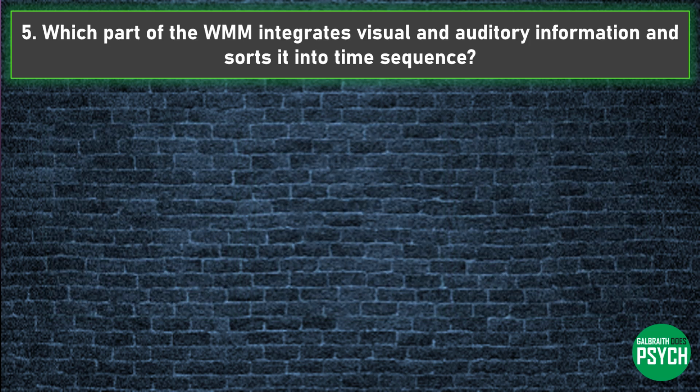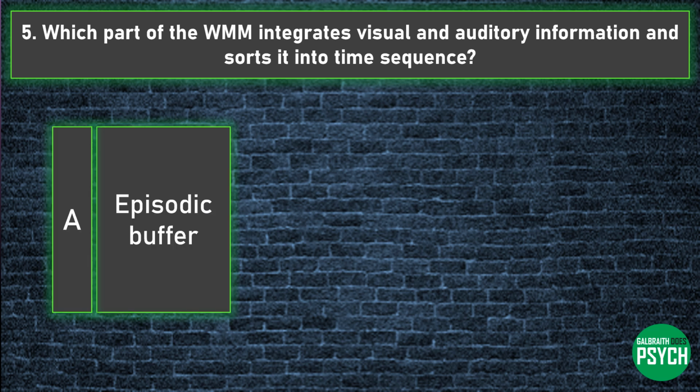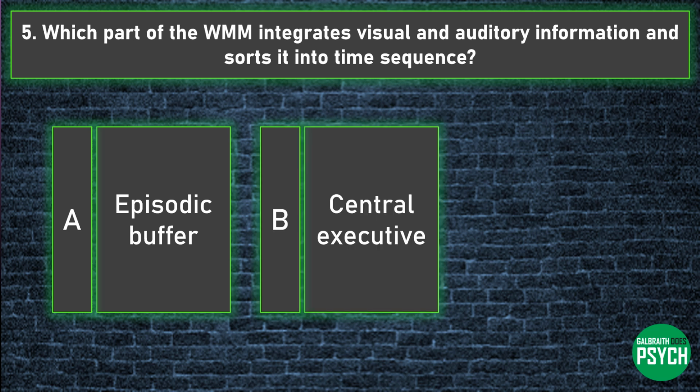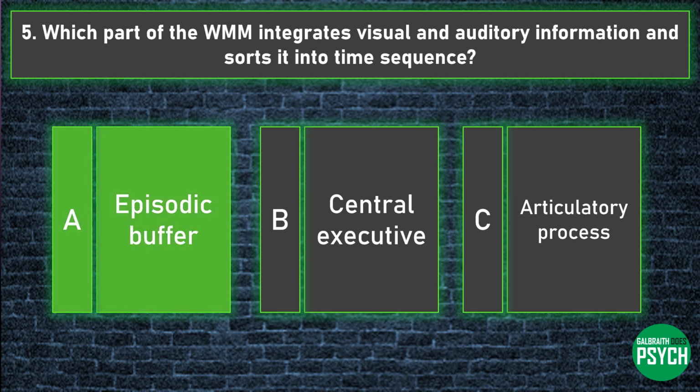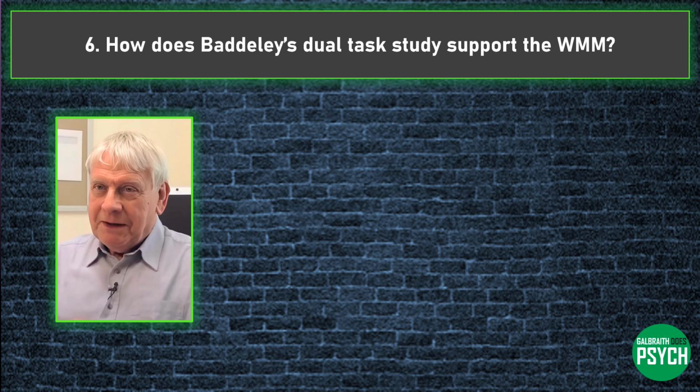Question 5, which part of the working model of memory integrates visual and auditory information and sorts it into time sequence? Do you think that is A, the episodic buffer, B, the central executive, or C, the articulatory process? Well done if you got it. It was A, the episodic buffer. A useful store added later into the model by Baddeley and Hitch to put the VSS and the phonological loop together, essentially.